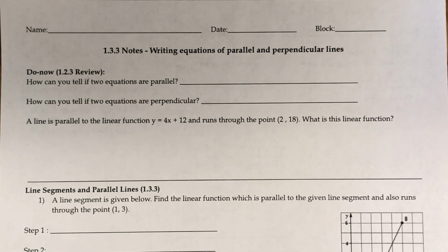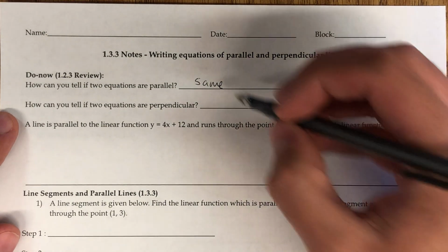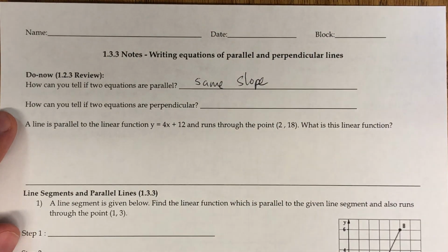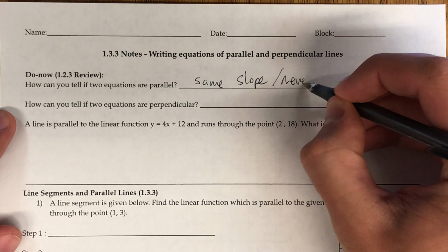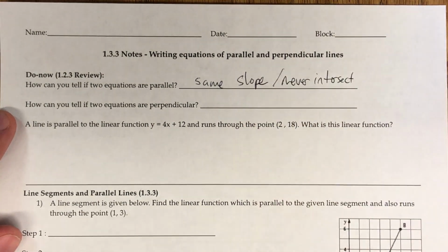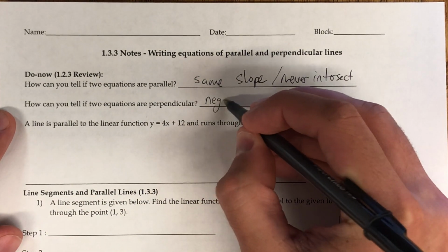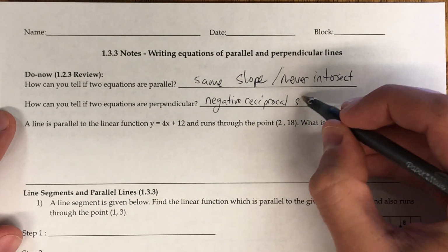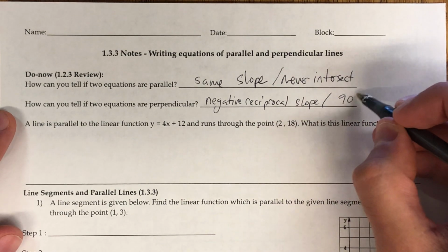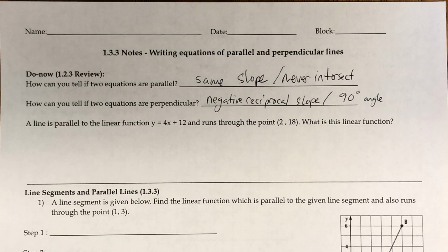So it says, how can you tell if two equations are parallel? So remember, parallel lines have the same slope. They also never intersect. How can you tell if two equations are perpendicular? Remember, they have the negative reciprocal slope, and they intersect at a 90-degree angle. So those are two key pieces.